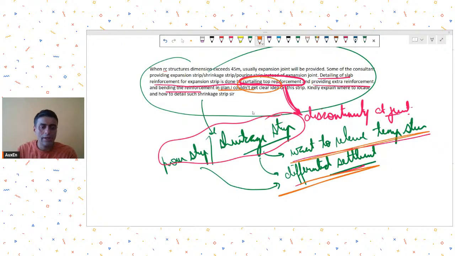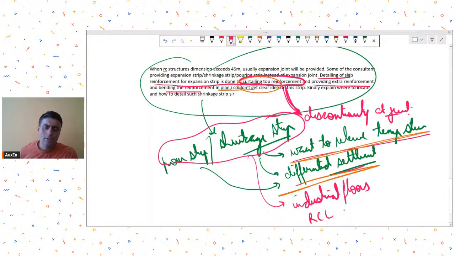What we should instead understand is that wherever you want to have a structural fuse or wherever you want to relieve stresses, you could have this pour strip or shrinkage strip provided. So even in your industrial floorings, even in your RCC pavements, you do this kind of a thing, right? Expansion contraction joints, construction joints. So even in your industrial floors, RCC pavements, this is a standard practice to provide this.